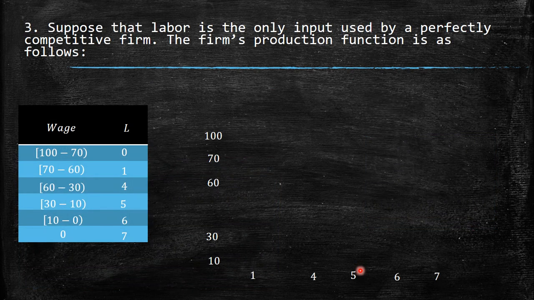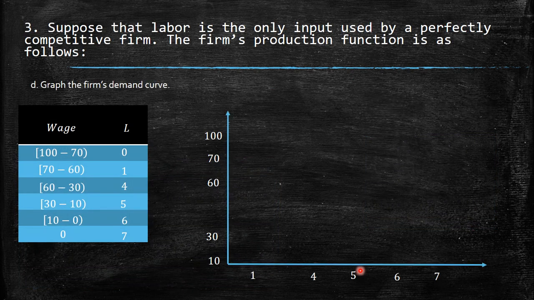Then suppose we graph the demand curve. Here we have the table. Here you will see that this kind of traces, so it's not the normal demand that we usually draw, right? Here we have the wage, and here we have the labor. So here we start to graph.